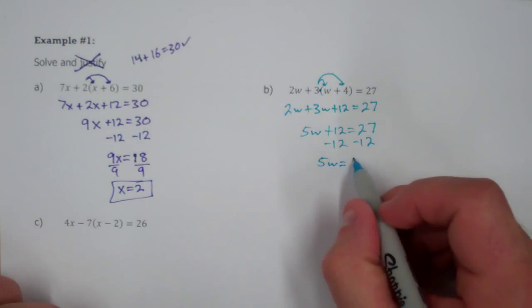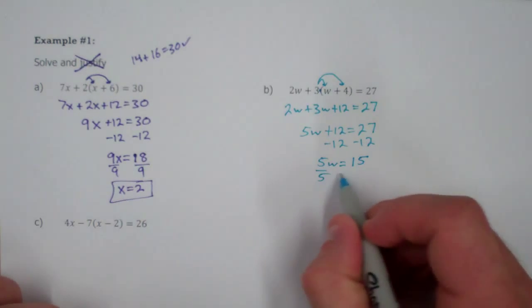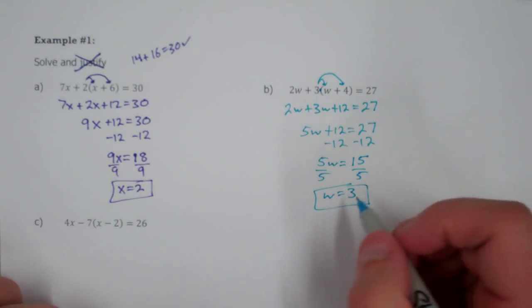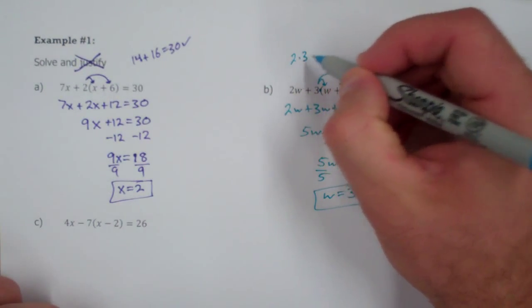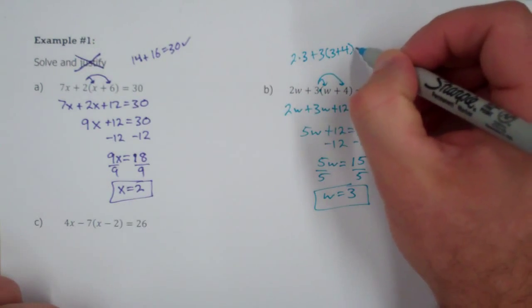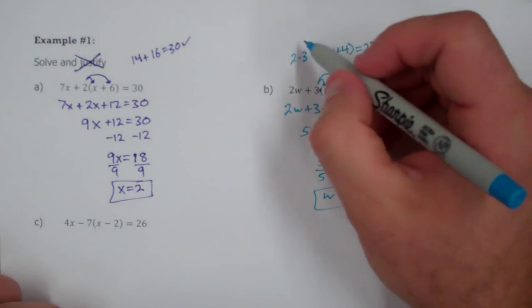So we've got 27 minus 12, which is 15. Divide by 5, and you've got 3 for a solution. You took 3 and plugged it back in. Here's what you'd wind up with. By plugging it back in, I mean substitute.